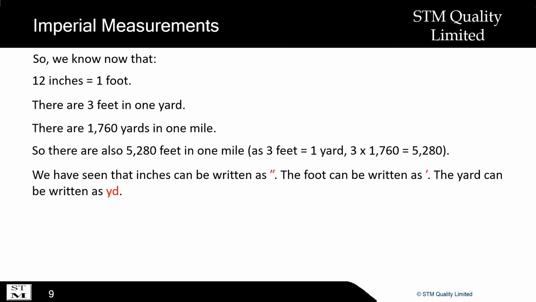We have seen that inches can be written as 2 apostrophes. The foot can be written as 1 apostrophe. The yard can be written as YD. So, here we can see how the double apostrophe and the single apostrophe are used. So 12 inches equals 1 foot, 3 feet equals 1 yard, so 1,760 yards equals 1 mile.